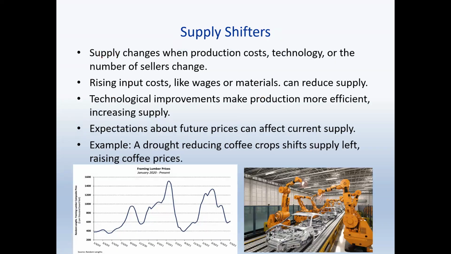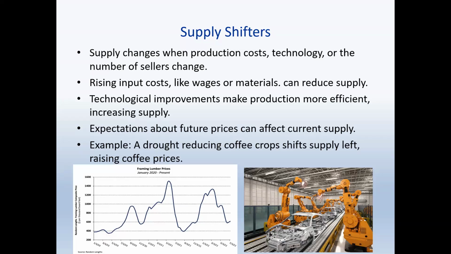There are also things that shift the supply curve. These are known as supply shifters. Supply changes when production costs, technology, or the number of sellers change. For instance, think about production costs. If producers have to pay more for electricity, raw materials, or labor, they're going to reduce supply because they cannot afford to supply as much.